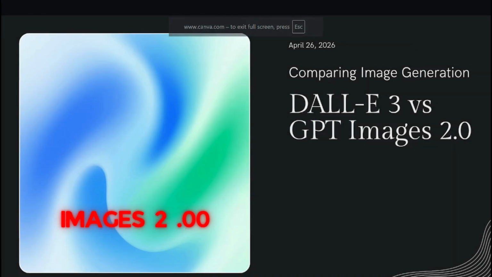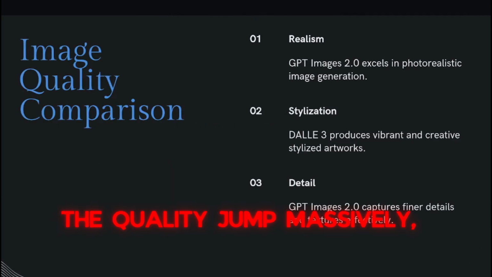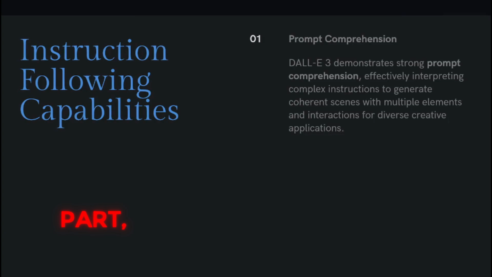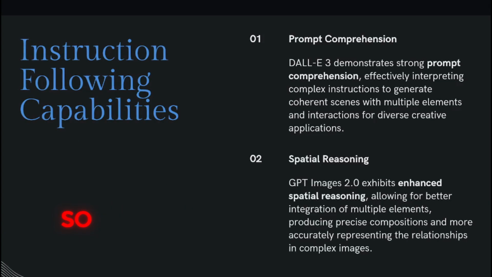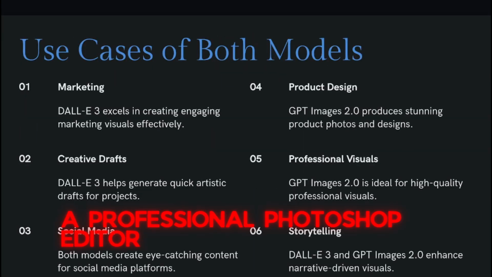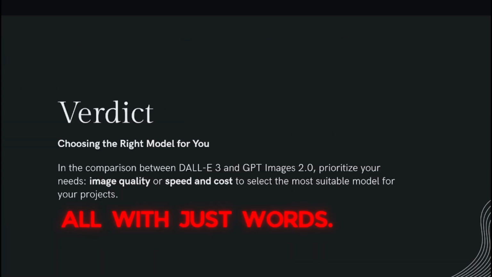ChatGPT Images 2.0 is a completely new image generation system. It's not just an upgrade, it's basically a whole new tool. The quality jumped massively, it understands context way better. It can edit existing images, not just create new ones. And the most important part, it's built directly into ChatGPT so you don't need to go anywhere else. Think of it this way. Old ChatGPT Images was like a drawing app where you describe something and it draws it. ChatGPT Images 2.0 is like having a professional Photoshop editor and a graphic designer and a photographer all in one box, and you control it all with just words.